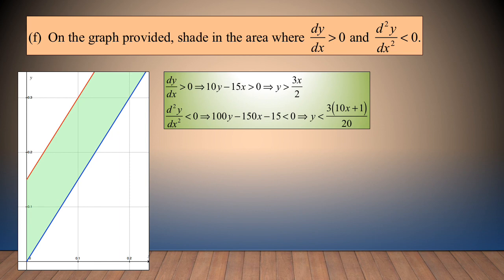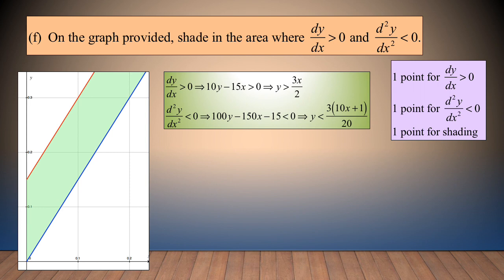Both are easily graphed. y greater than 3x over 2 is above the line y equals 3x over 2, which goes through the origin and the point (0.2, 0.3). y less than 3 quantity (10x plus 1) all over 20 is everything below that line. And at x is equal to 0, the value is 0.15, and at x is equal to 0.1, the value is 0.3. So it's everything above the blue line and everything below the red line, giving this green strip. 3 points for this problem: 1 point for the equation where dy/dx is greater than 0, 1 point for the equation where the second derivative of y is less than 0, and 1 point for the shading.